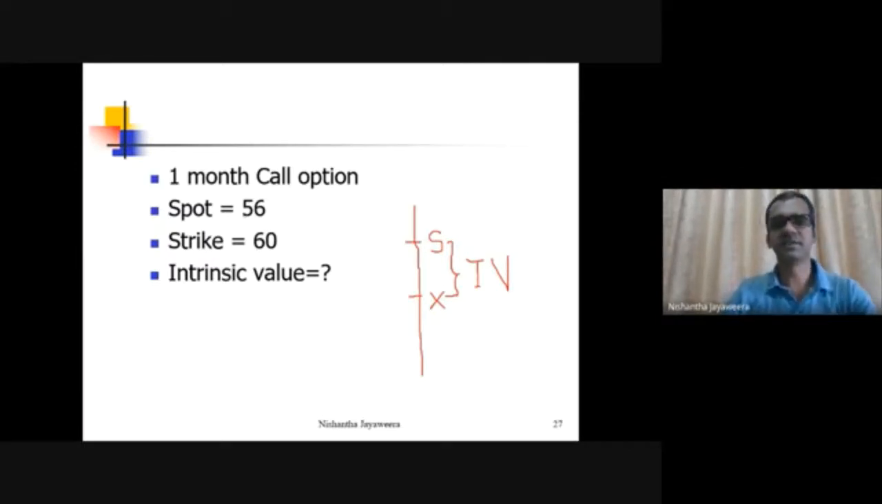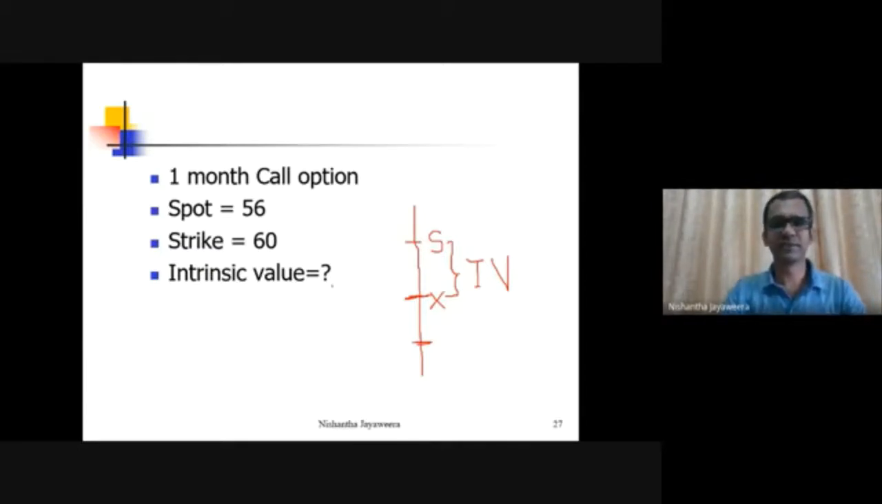But in this case, spot price is somewhere here. Then you don't exercise your option because you can buy at the market price, at a cheaper price than the agreed strike price. But you don't have any negative cash flow here. It's just zero. So therefore intrinsic value is zero.